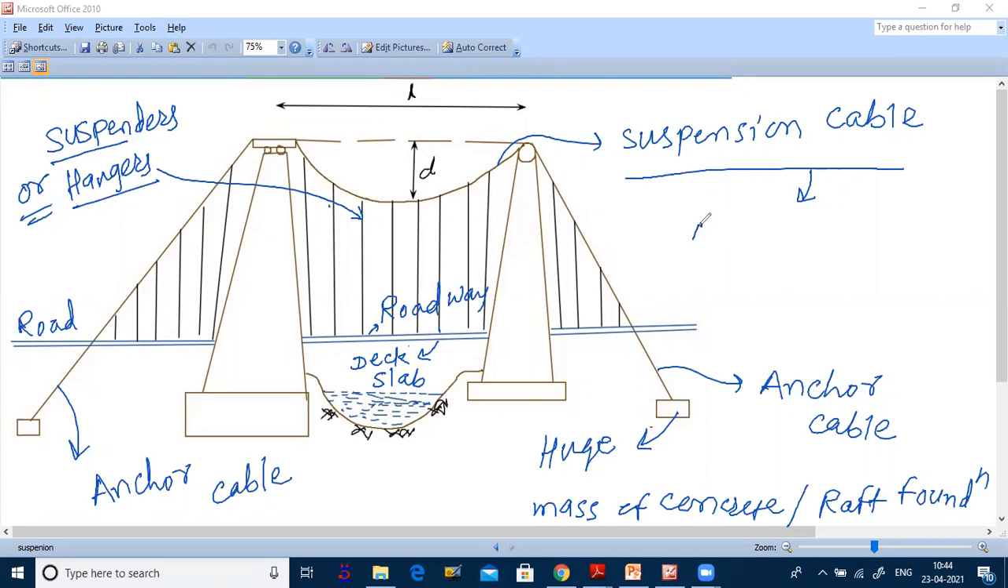Suspension cables are made up of flexible material, and suspension cables only carry tension, because a cable is a tension member. If you are discussing tension members, one type of member carrying tension is called a cable. So cable is a purely tension member. So we will design this cable as a tension member.